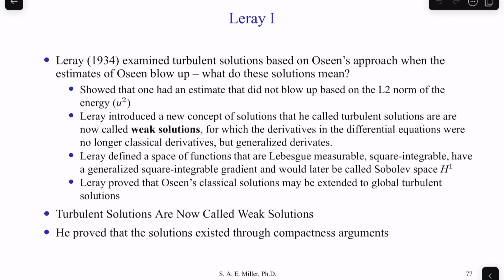Leray proved that Oseen's classical solutions could be extended to global turbulent solutions. But their physical meaning might be suspect because we've already said that the nonlinear term is negligible, or zero. Nonetheless, we call these types of solutions the weak solutions. And Leray showed that these solutions existed through compactness arguments.